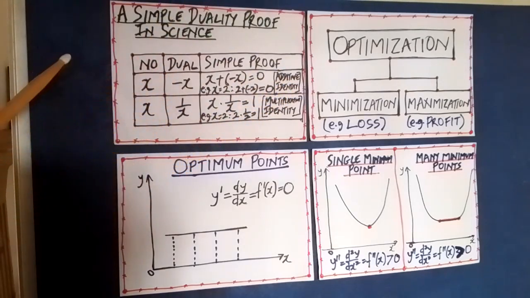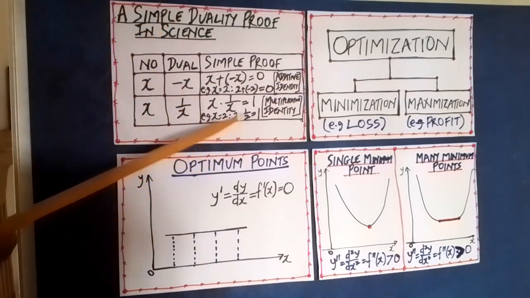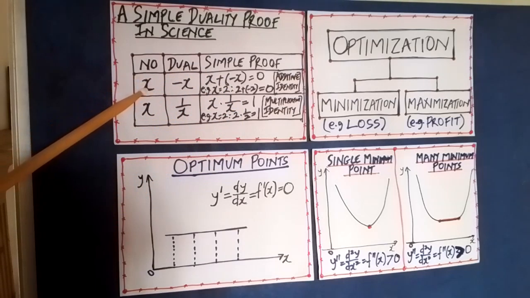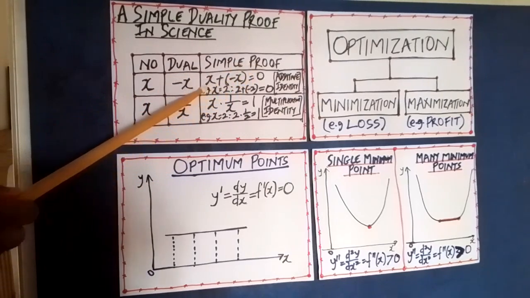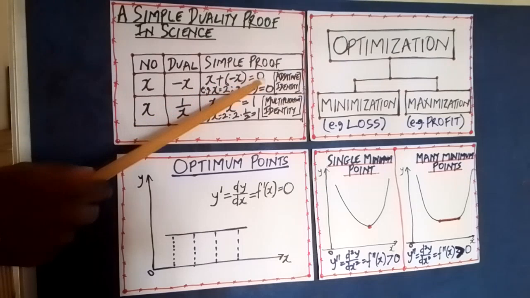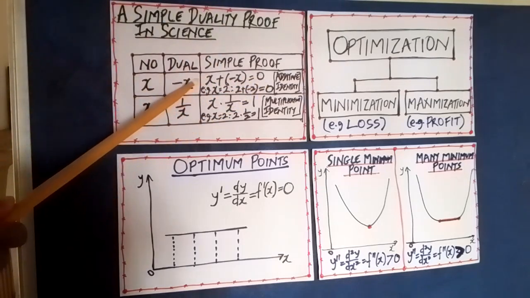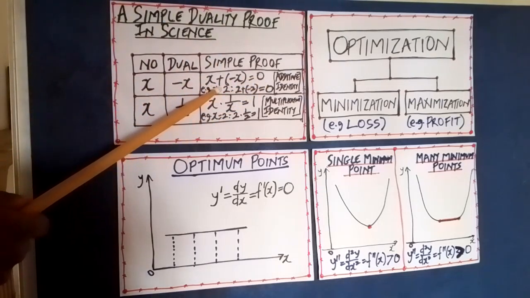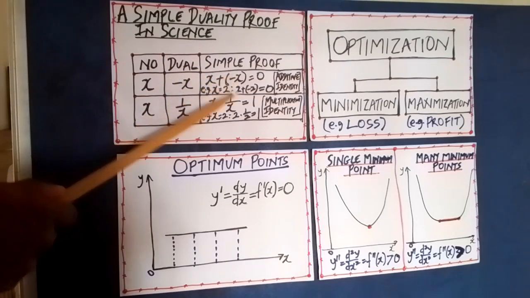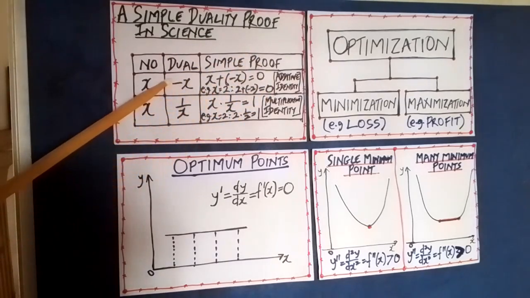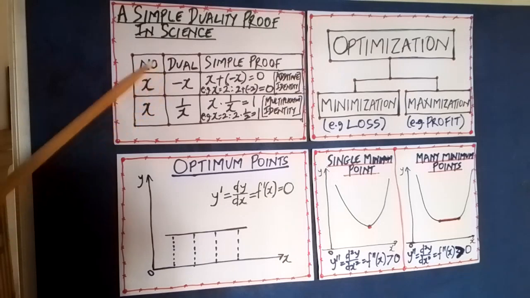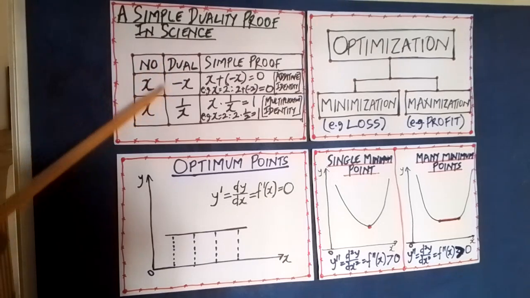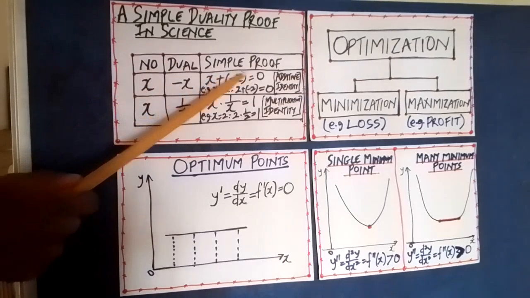And the simple proof of that is that if I add x to minus x, x plus minus x, I'm going to have x minus x, I'm going to have 0. We have used a simple example. For instance, supposing x is 2, we know that 2 plus minus 2 is going to give 0. Irrespective of the real number you put here, you are going to have 0.